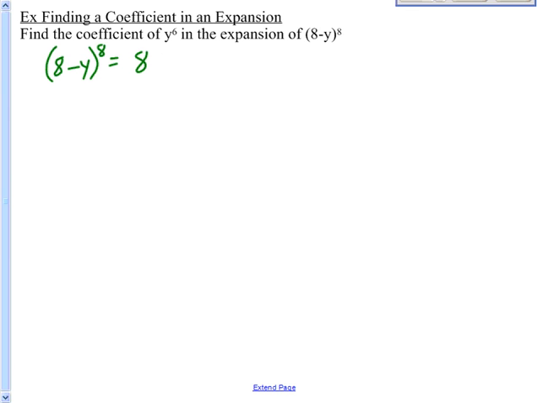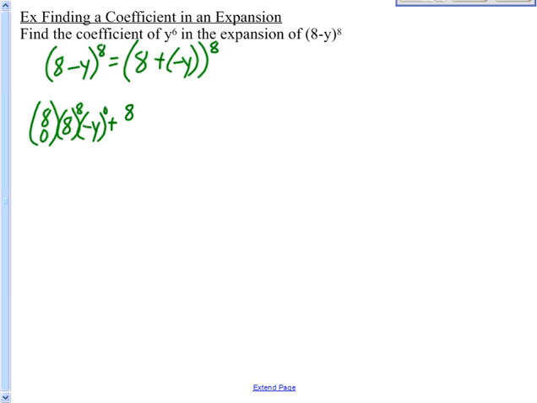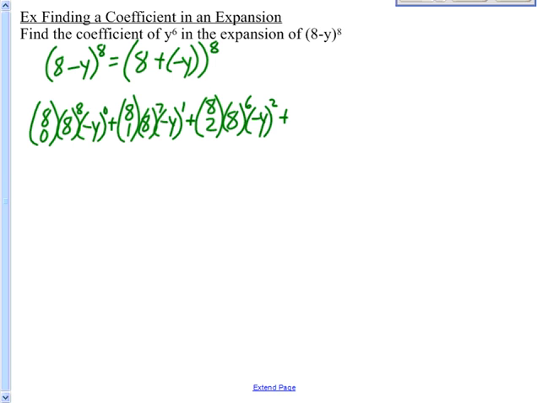Now I'm going to think about that again as 8 plus the negative y to the eighth when I expand this, right? So I'm looking at my eighth power, right? So 8 choose 0. It's going to be 8 to the 8th. And then negative y is going to be to the 0. Plus 8 choose 1. 8 is now to the 7th. Negative y is to the 1. 8 choose 2. 8 is now to the 6th. Negative y is now squared. 8 choose 3. 8 is now to the 5th, whereas the negative y is to the 3rd.